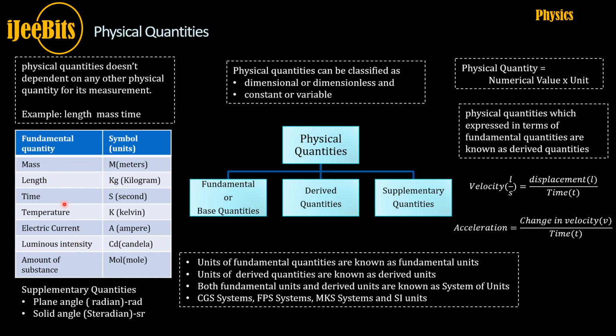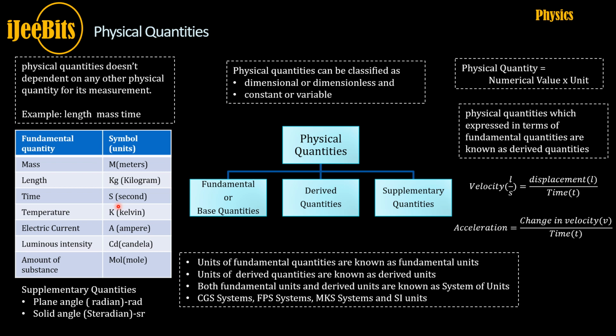We use mostly mass, length, time for representing a physical quantity, but there are physical quantities which also require electric current, luminous intensity, and amount of substance. So we primarily focus on these 7 fundamental quantities, which we use to determine all other physical quantities, which we call derived quantities.